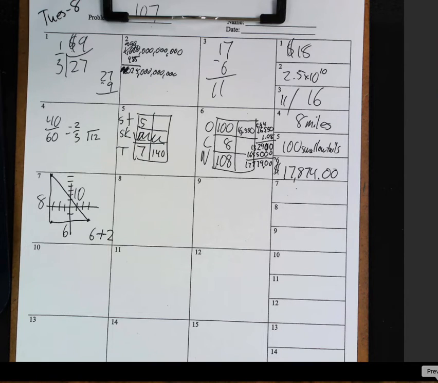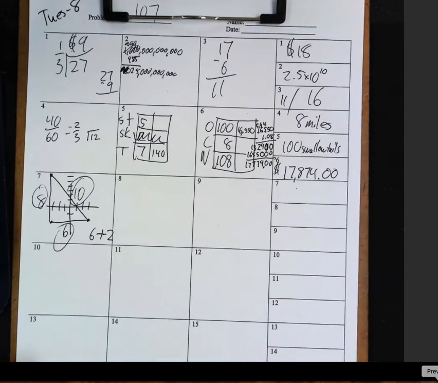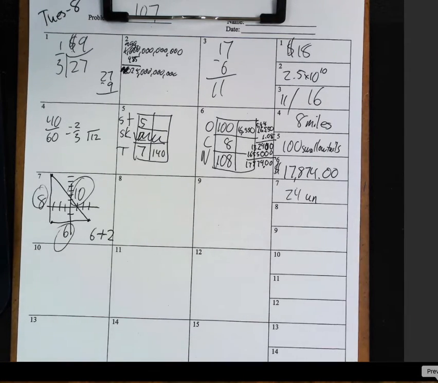Now perimeter says, add them up. Add them all, 6, 8, and 10. That's 24. I'm inside a grid, guys, so I don't know what the unit is, so I'm doing 24 units.